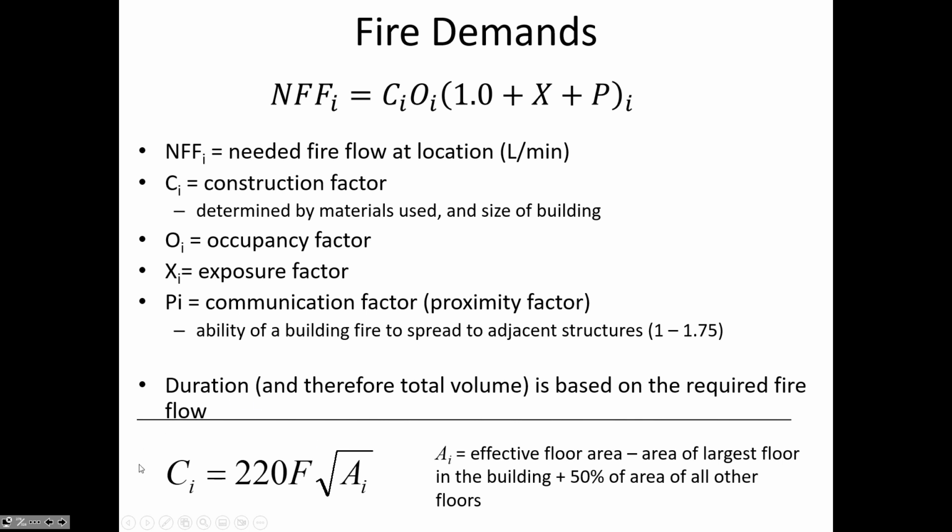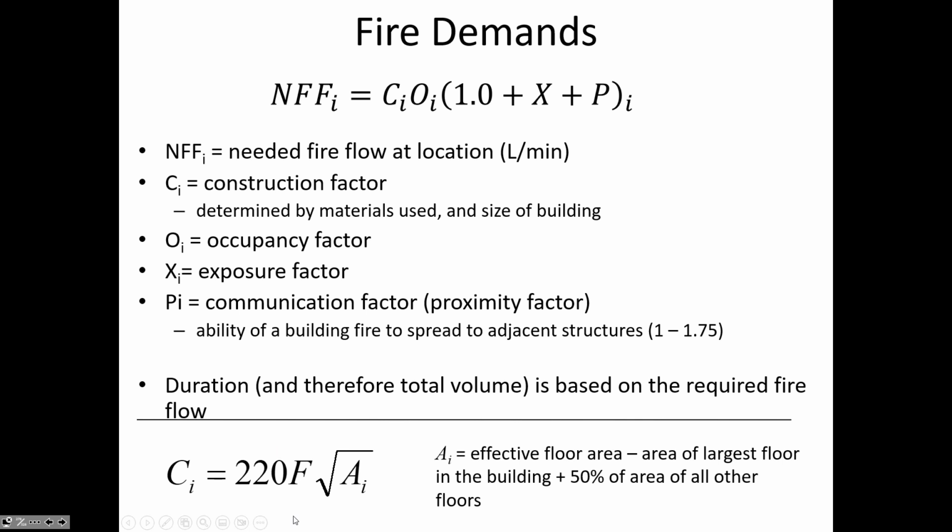And by the way, our textbook has these formulas, but for example, the equation for C sub I is a little bit different simply because of units conversion. Some of the NFF equations are based on liters per minute, others are based on gallons per minute, gallons per second. So if you notice some difference in the equations, it usually just has to do with units conversion. This one is based on SI units, and so the building area here would be in terms of square meters.